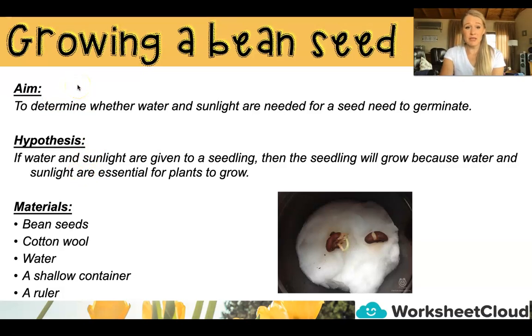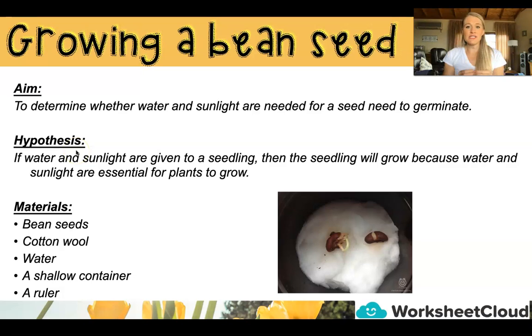So starting off with our method, we always start with the aim of the experiment, which is like the objective. So your aim for growing your bean seed is going to be to determine whether water and sunlight are needed for a seed to germinate. Right, so in this particular experiment, you're going to test whether water and sunlight are needed in order for your seeds to germinate.